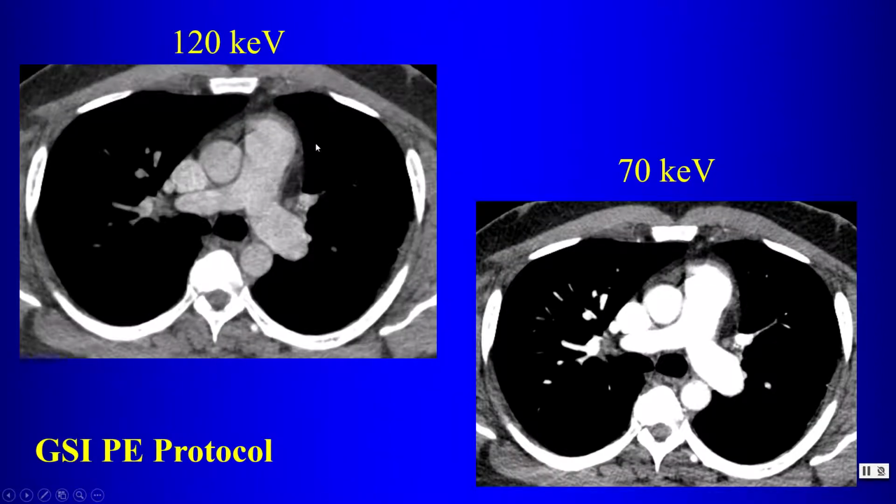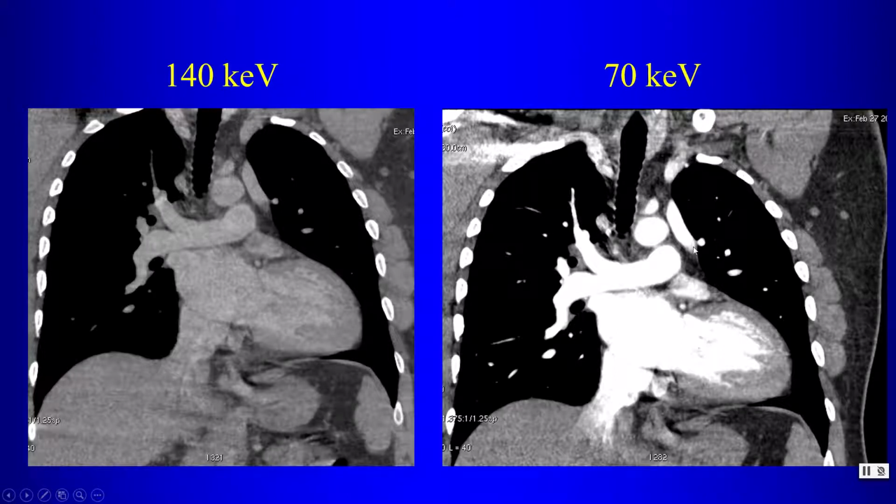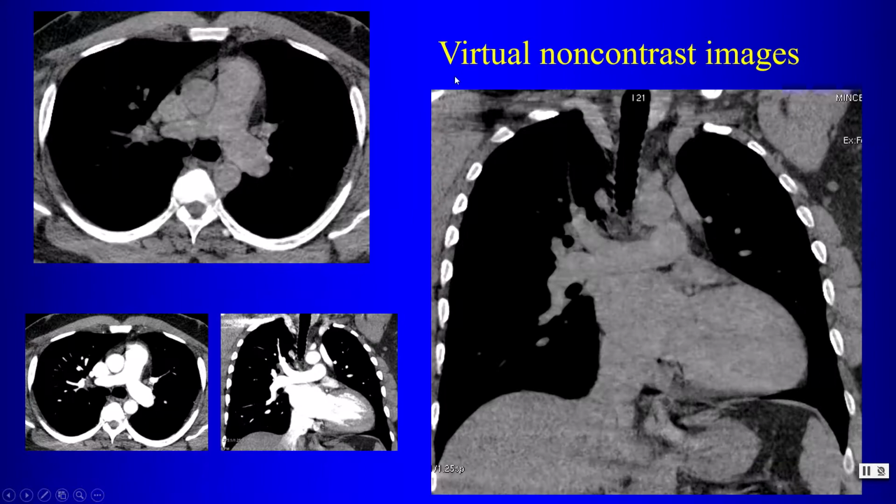And so here on your standard image, if we don't have a very good bolus, it might look like this. But when we dial down the keV and do this virtual reconstruction, now we can really bring out the contrast within the pulmonary arteries. So we can convert a not so good CT angiogram into a pretty good CT angiogram using this principle of dialing down the keV on these virtual reconstructions.